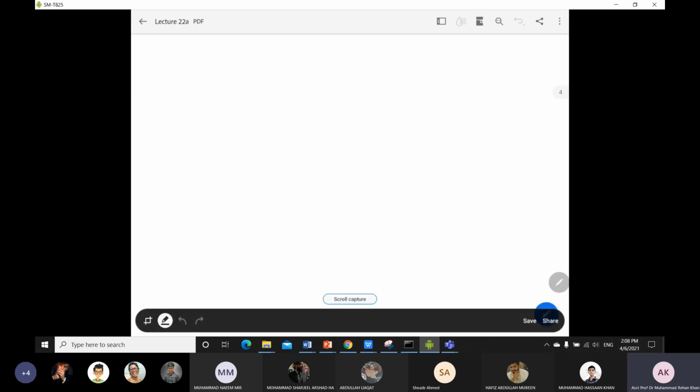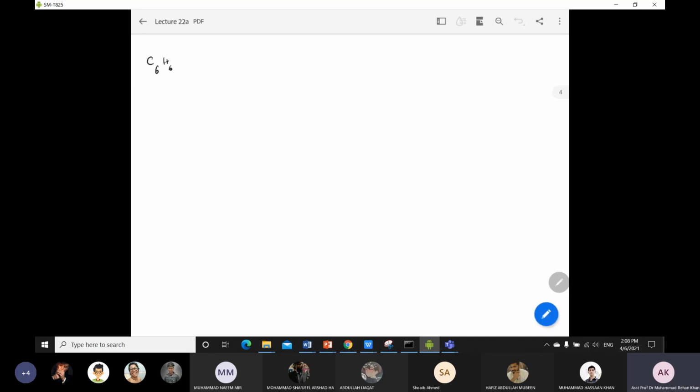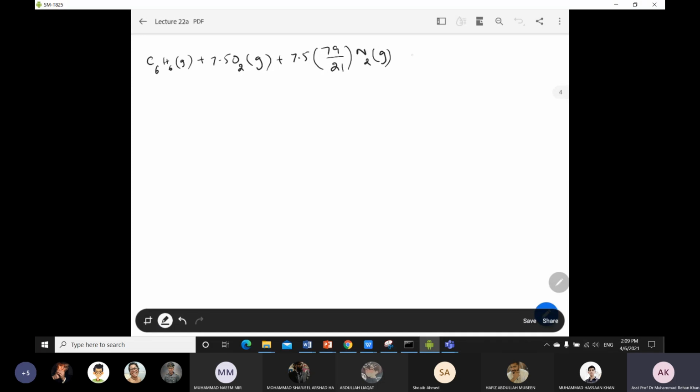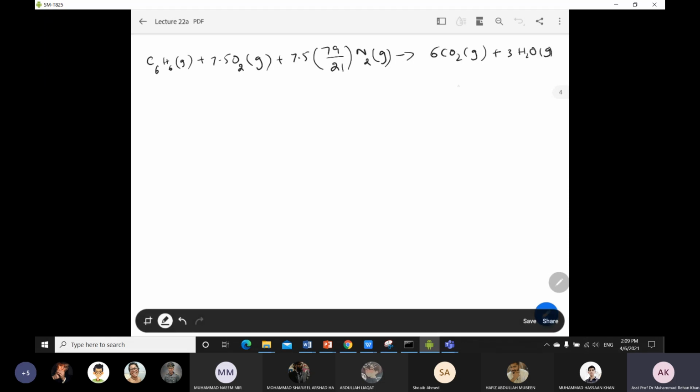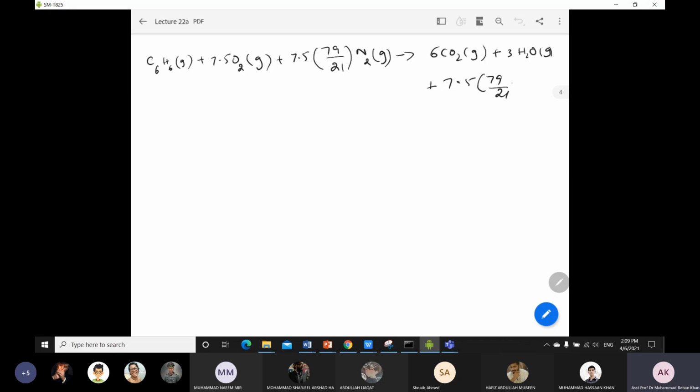Starting from the solution, again we have to start from the combustion equation. The combustion equation is C6H6, make sure it is gaseous, plus 7.5 O2. This equation will be provided with the problem statement, so don't worry about how to develop it. Okay, so this is the chemical equation.